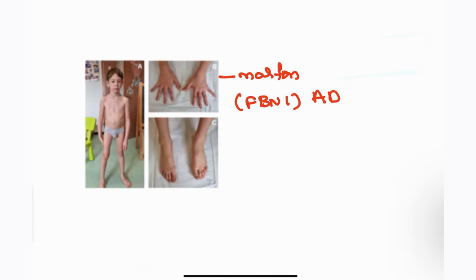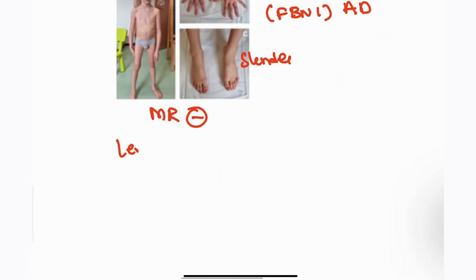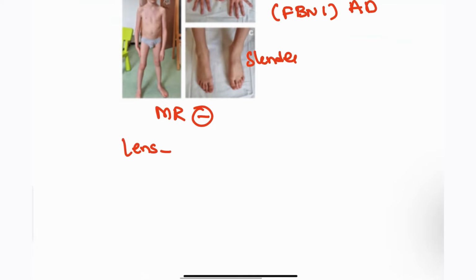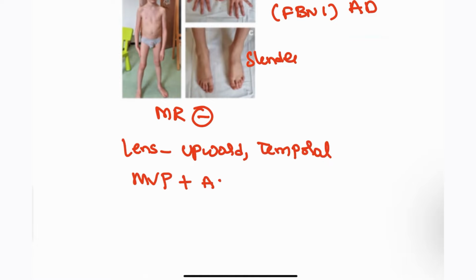The patient will have the features of a tall and slender skeletal build. In this patient, mental retardation is not seen; they are going to be normal only. Next, coming to the lens, there will be ectopic lens. How will the lens be seen, guys? Upward. Lenses are going to be upward and temporal, and patients will be associated with mitral valve prolapse and also aortic dissection.